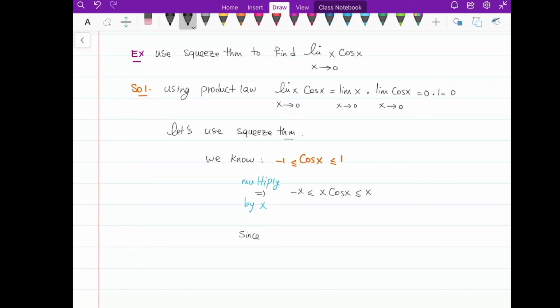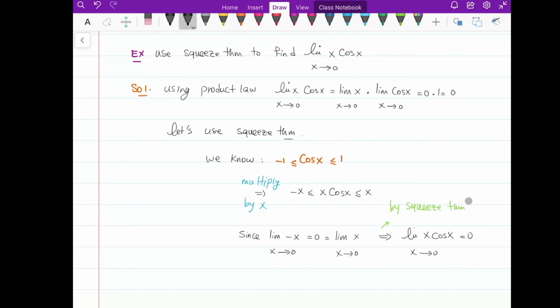Now the limit of the bound -x as x goes to 0 is equal to 0. It's a polynomial, plug in 0. And it's also equal to the limit of the other bound, this one, as x goes to 0. Since both of them are equal to each other and they are equal to 0, then by Squeeze Theorem, we get the limit of the function that is between this and that. The limit of this one is also equal to 0. And as you see, the answers match.